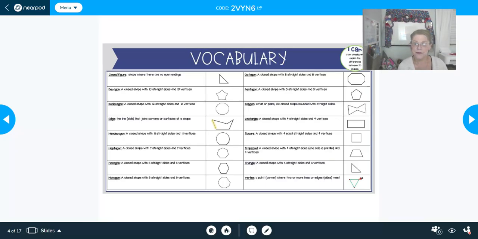Do that one more time. I'm going to get a paper cut. A hendecagon is a closed shape with 11 straight sides and 11 vertices.